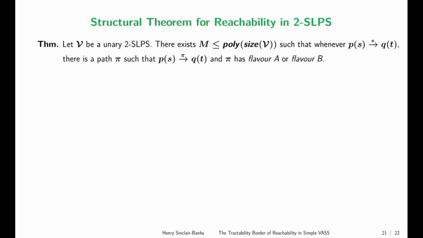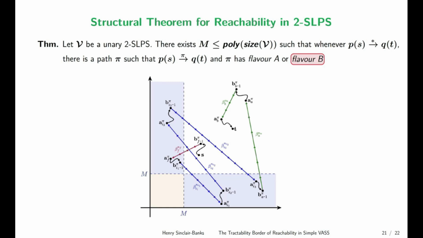Basically, if I give you a unary 2-dimensional simple linear path scheme, I will argue that there is a polynomial bound, n. And the idea is that whenever reachability holds, so whenever you can get from the initial to the target, there is some path that has one of 2 flavors. I'm going to focus on the second flavor. It's getting real ugly. I chose the second flavor because the first flavor is even worse. Let me try and explain this with my hands now.